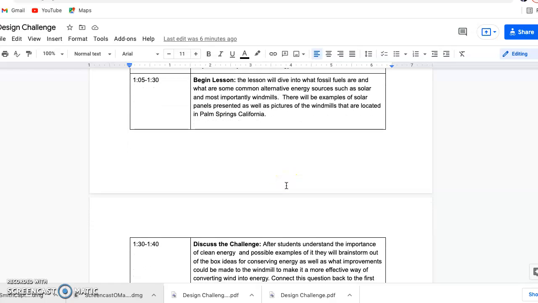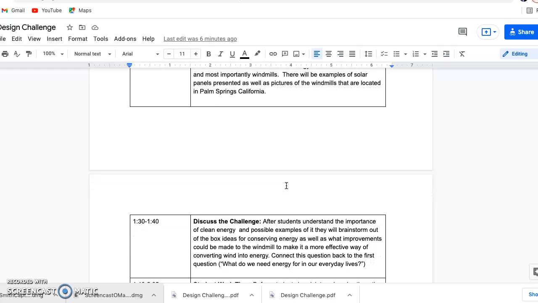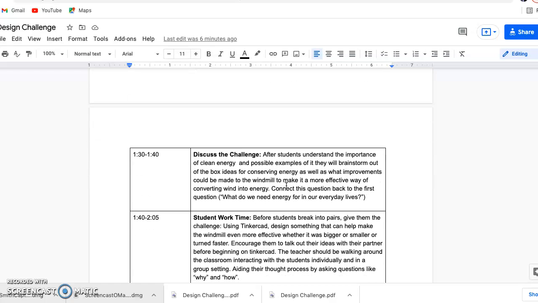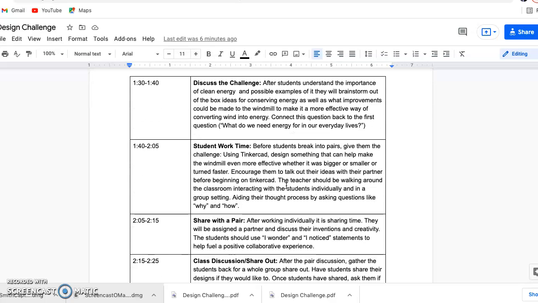So after going over energy sources and fossil fuels, we'll talk about windmills, and there will be examples of these windmills from Palm Springs, California, so that the students know that it is a little bit close to home as well and help them interact in that way.